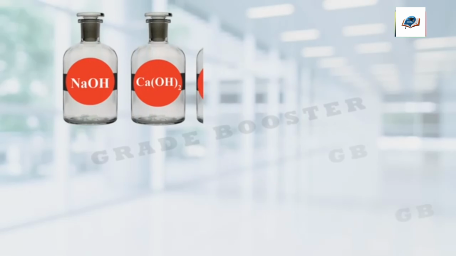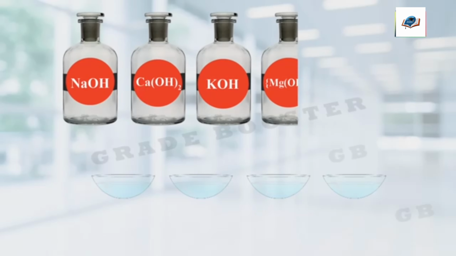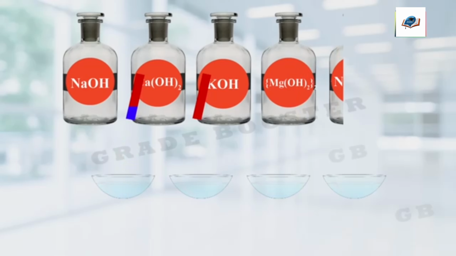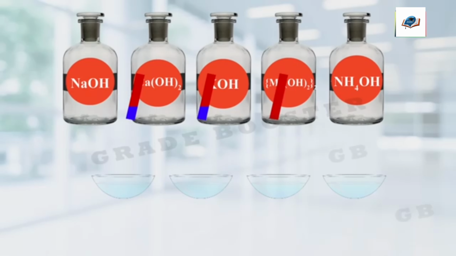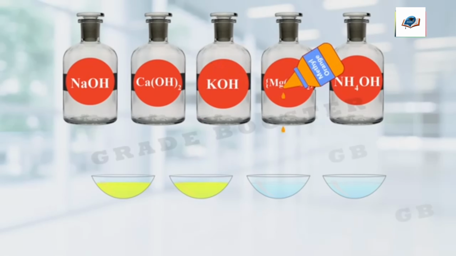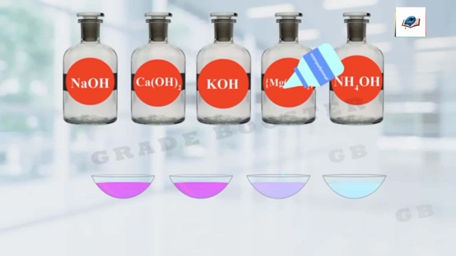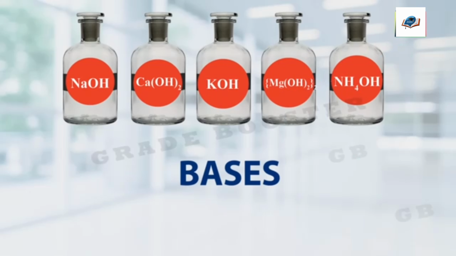The remaining compounds like sodium hydroxide, calcium hydroxide, potassium hydroxide, magnesium hydroxide and ammonium hydroxide turn red litmus to blue. That means when red litmus is dipped into a base, it turns blue. And these compounds produce yellow color with methyl orange, and they form pink color when phenolphthalein is added to them. So all this proves that they are all bases.